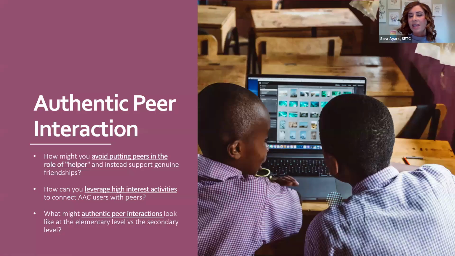Okay, so thinking about AAC in the inclusive classroom, authentic peer interaction, I really believe is key. And so I just wanted to get us thinking and talking as a group here. How might you avoid putting peers in the role of helper and instead support genuine friendships? When we're thinking about including our students who use AAC in the inclusive classroom, we really want our peers to be genuine friends instead of just helpers. So what are some ideas of how you might do that?